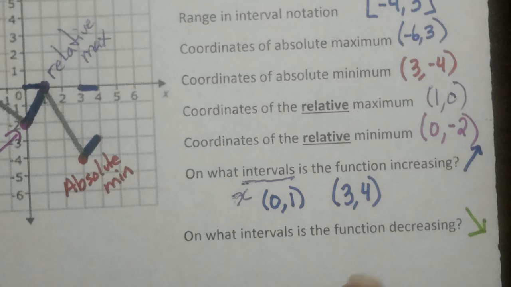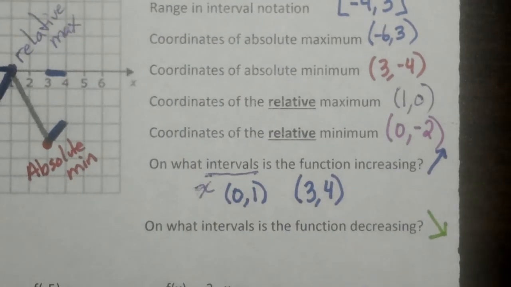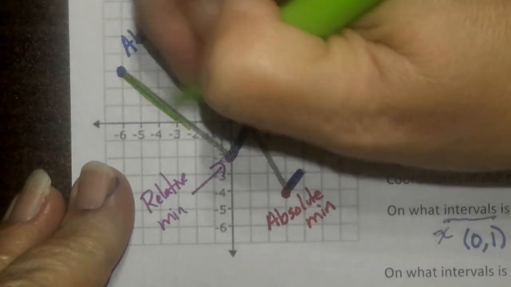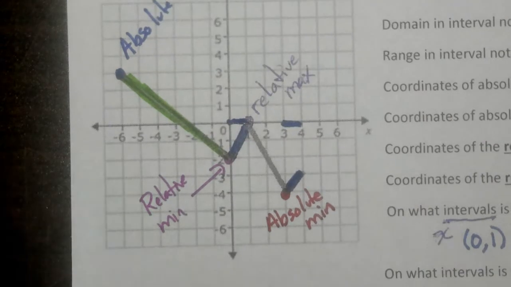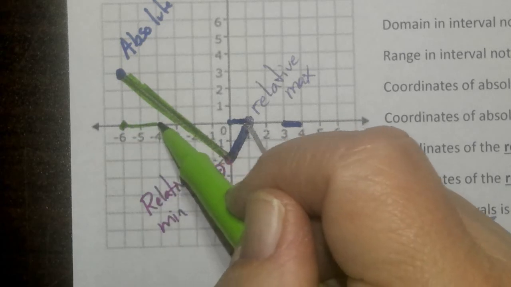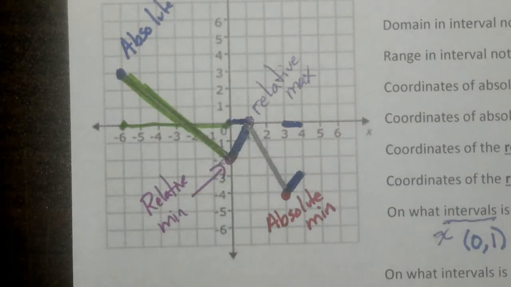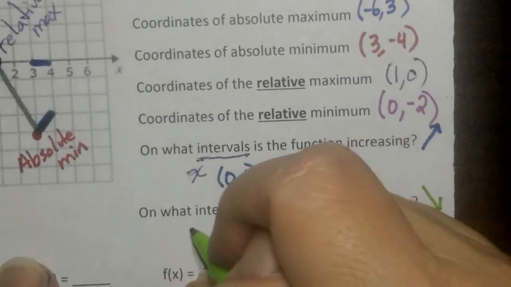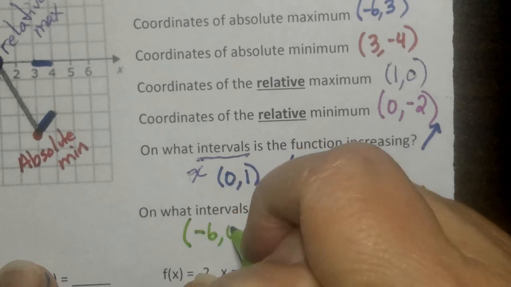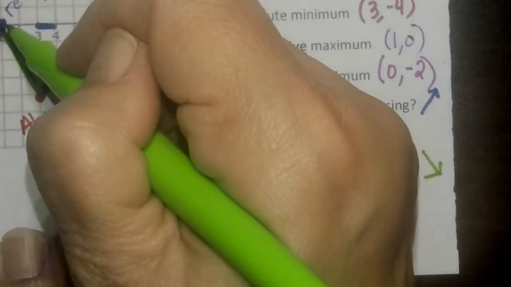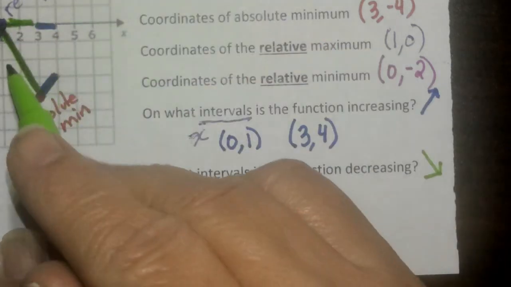All right, so now I want the intervals where it's decreasing. So if I go to my graph, here's a very long stretch that's all decreasing. But what are those x values? From -6 all the way up to 0. So when it says on what interval is the function decreasing, that's going to be -6 to 0. Then there's another spot that's decreasing, which is here. And that's x going from 1 to 3.